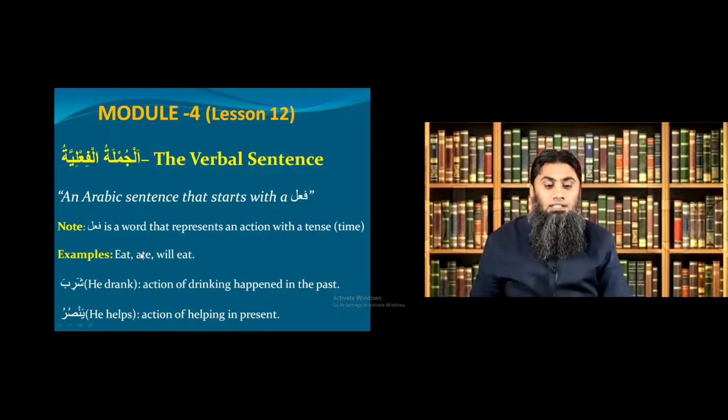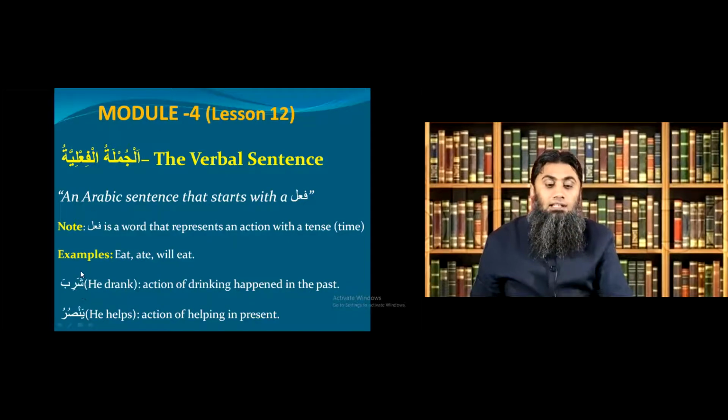Example, eat. Eat is representing a fail, which shows the action of eating, and it has the element of present. Ate, action of eating, and tense of past. Will eat, action of eating, and tense future. So action and tense together.